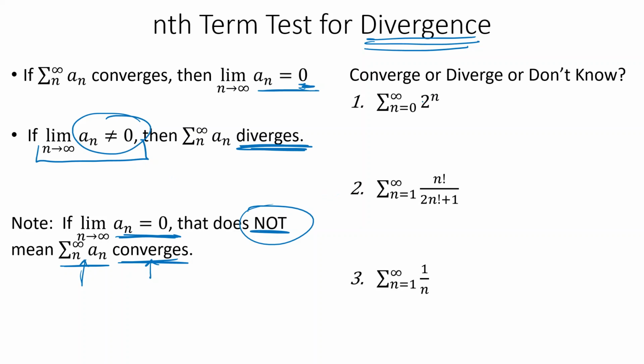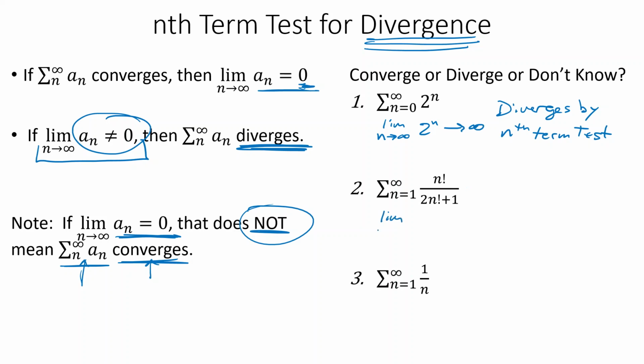All right. So if we take the limit here, limit as n goes to infinity of 2 to the n, that goes to infinity. So this diverges by the nth term test. It's good to write down what test you're using when you do this sort of thing. All right, this guy.